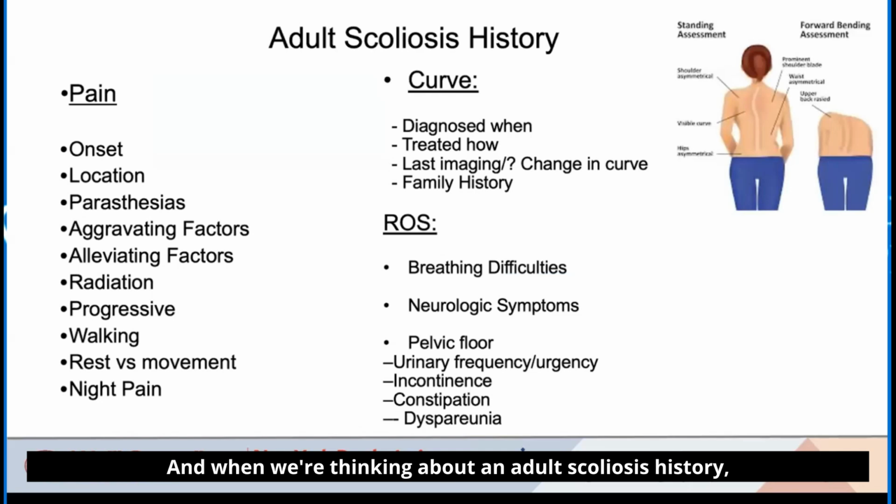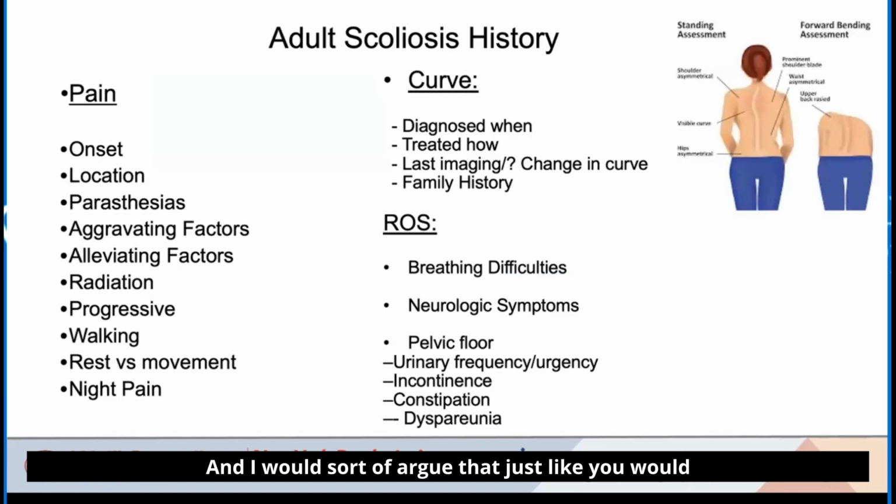And when we're thinking about an adult scoliosis history, thinking outside of just the physical exam, obviously a lot of the patients that come to see me have some sort of pain. So of course, I'm going to assess for that, asking all of the important questions here on the left. But we also want to get a little bit of information on the curve. Generally, I'm seeing more adults than kids with this. So, when were they diagnosed? How are they treated? When was the last imaging? Have they noticed any change in their curve? Is there a strong family history? All of that can be really helpful.